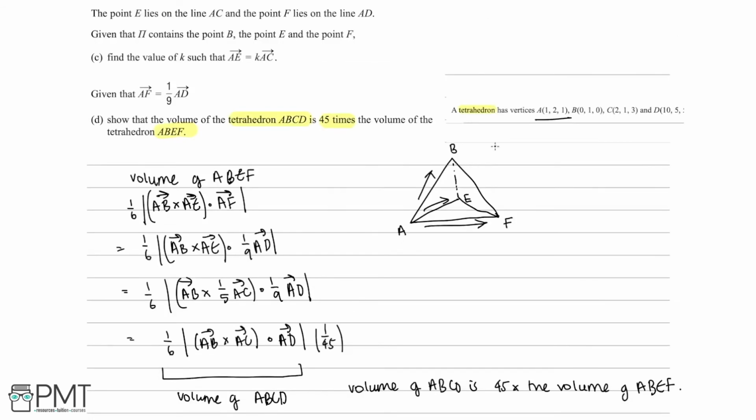Now that we've answered part D, let's find out where the marks are. You get 1 mark for noticing that you can substitute in our AE and our AF as such. And you get another final accuracy mark for taking out the 1 over 45 from the 1 over 5 and the 1 over 9.